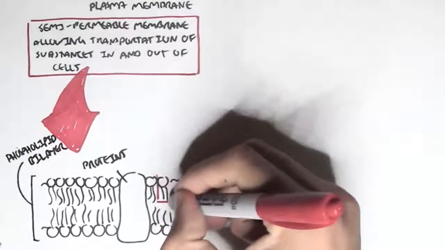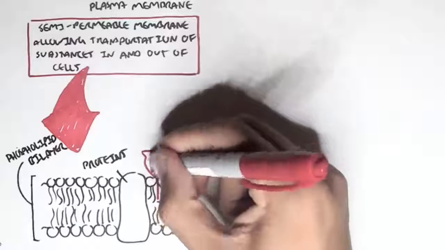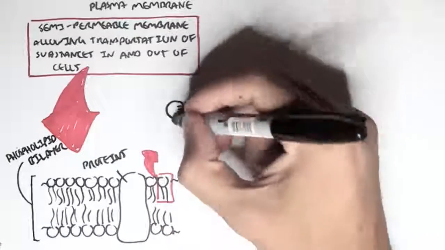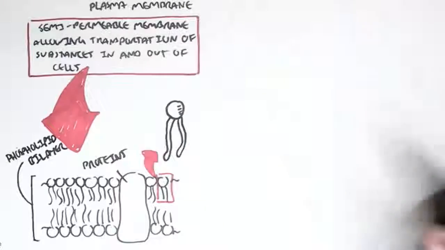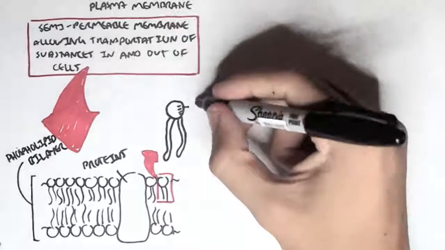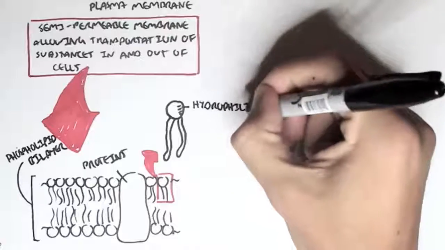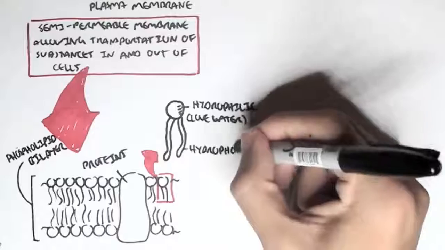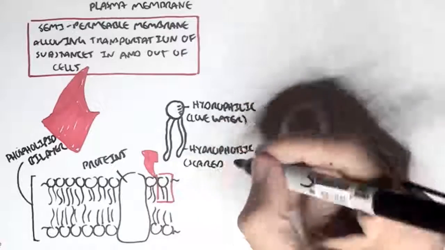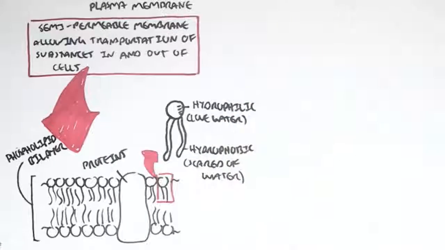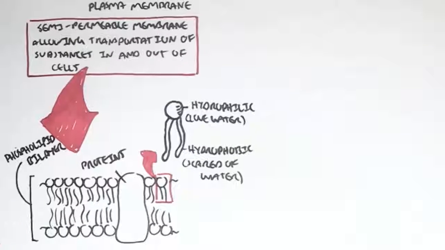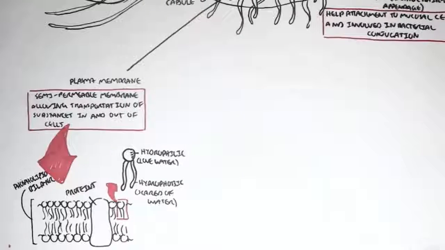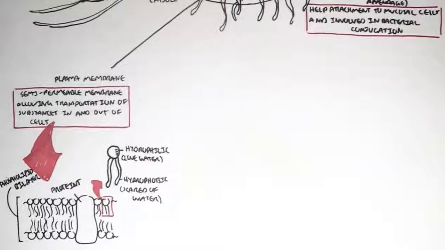The phospholipid bilayer is made up of molecules known as phospholipids. A phospholipid has a hydrophilic region, which means a region that loves water, hydro as in water, philic as in love, and also has a hydrophobic region, hydro as in water and phobic as in scared. And this characteristic of a phospholipid basically enables it to form the phospholipid bilayer. And so that's the plasma membrane.